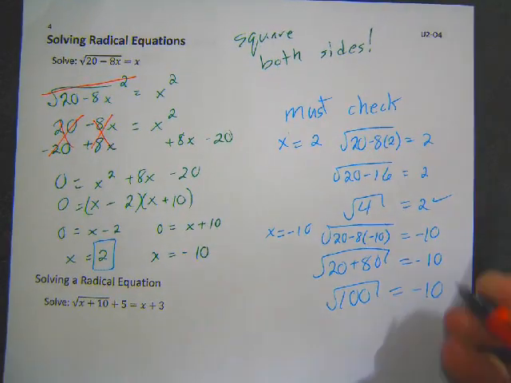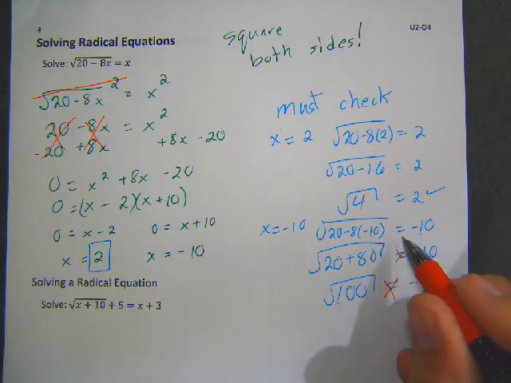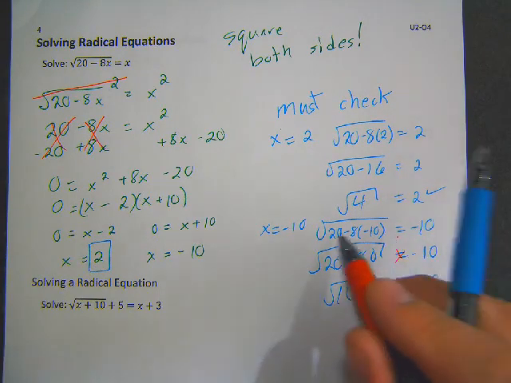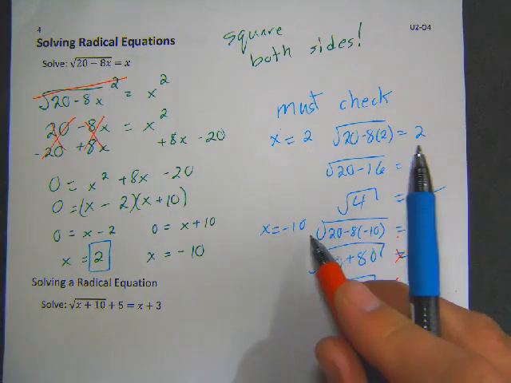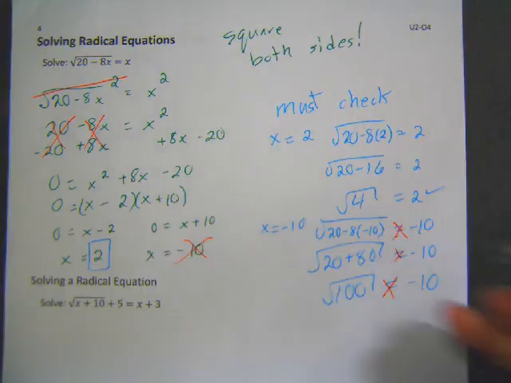It's not true. In fact, I knew it didn't work as soon as I wrote down this equation, because you can't take a square root and get a negative unless there's a negative in front of it. So right here, you already knew it wasn't going to work. In fact, negative 10 is not a valid solution.